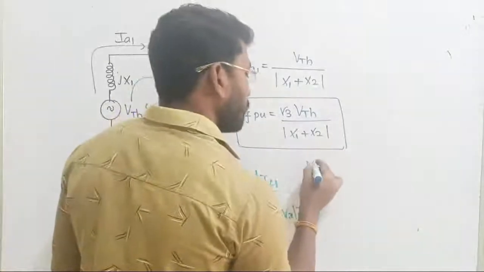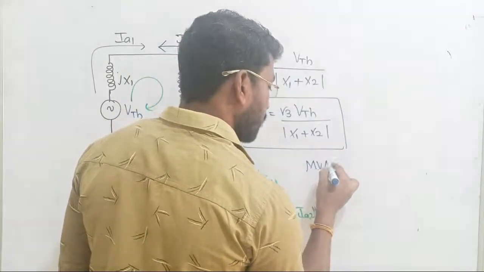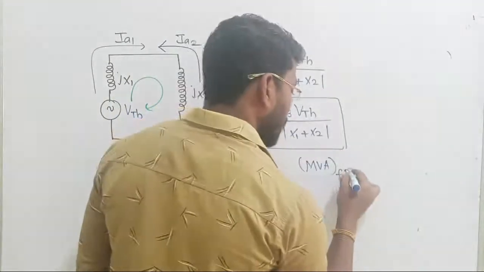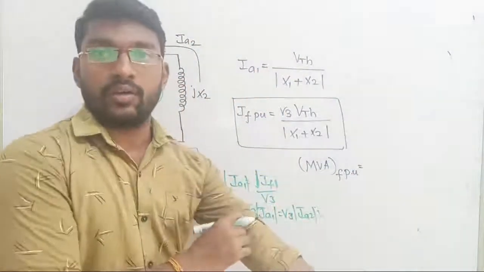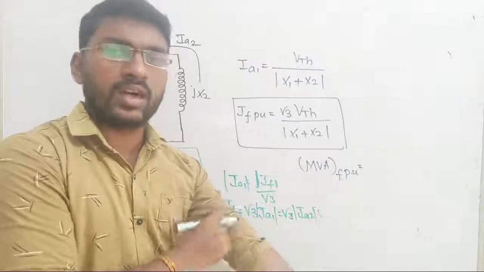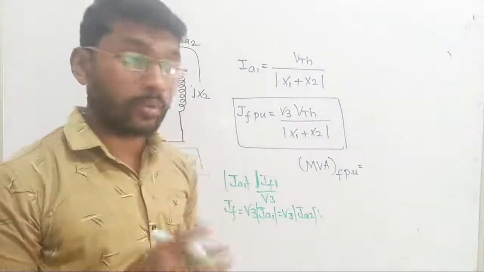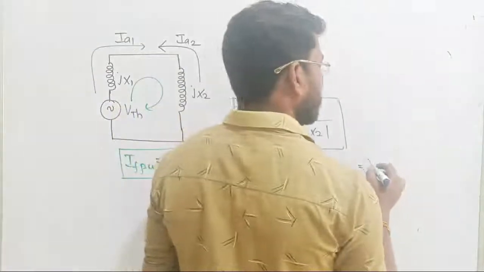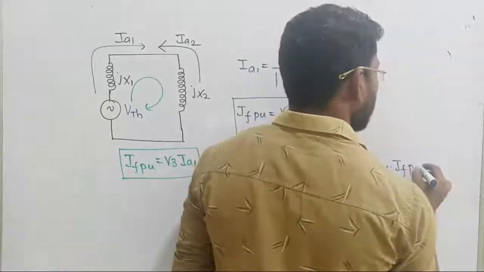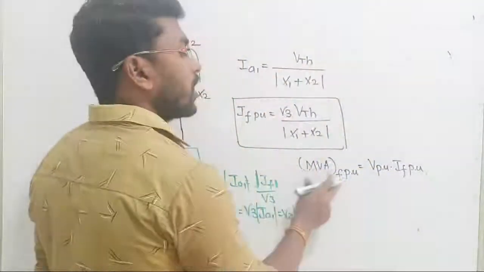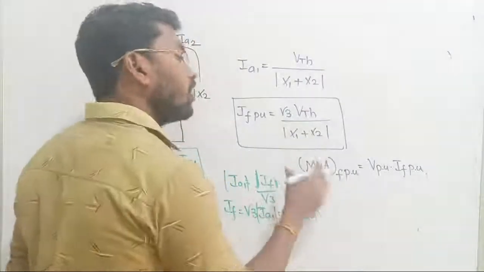What will you suppose in your examination if you will be tested for MVA fault in per unit directly? We know, right, if terminal voltage is given, you can consider that value. If it is not given, by default that is 1. Anyway, voltage in per unit into fault current in per unit, such that they are going to estimate the value of fault current in per unit. Sorry, fault MVA in per unit.